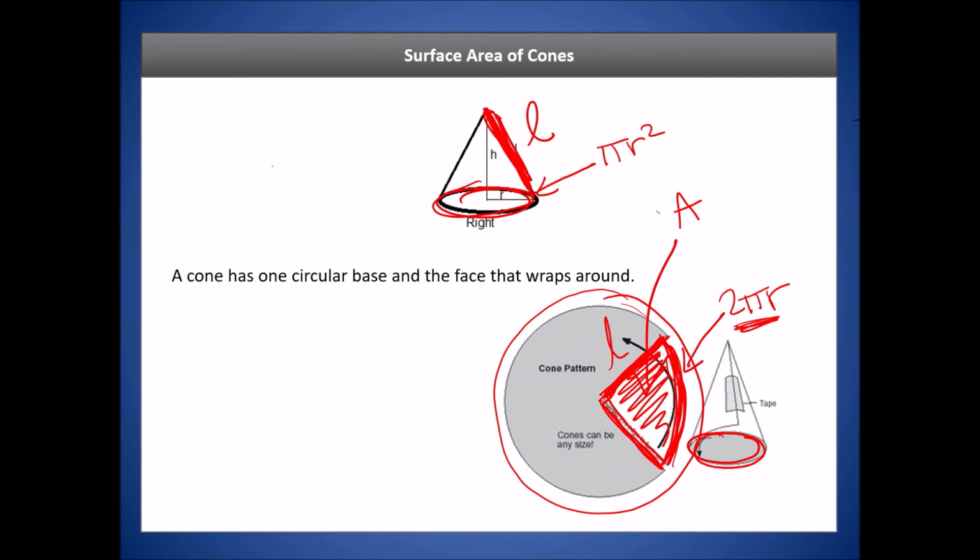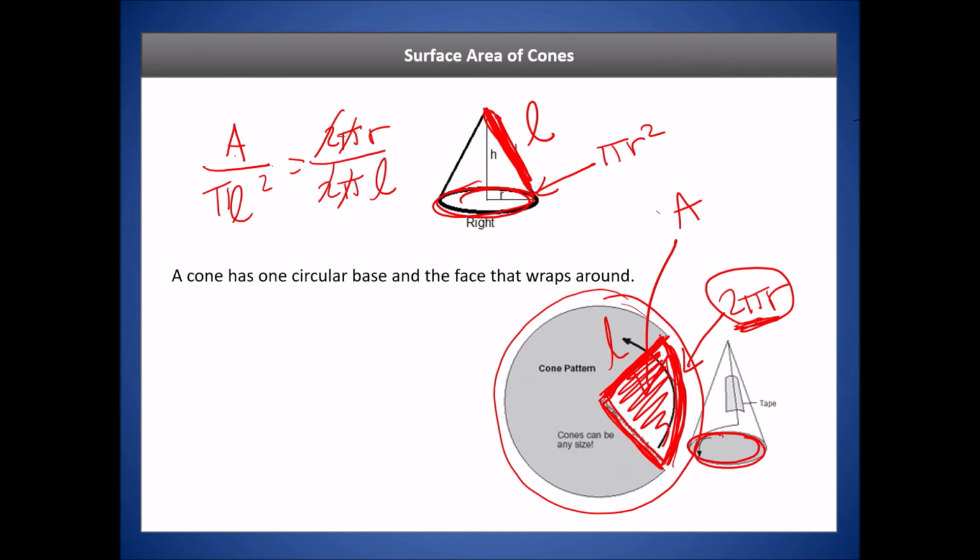All right, so in order to derive the formula, we need to know the area of the part that wraps around the cone, which is this red sector. The ratio of that area to the area of the entire circle, which is pi L squared, is equal to the ratio of the arc length of that sector to the circumference of the entire circle. The circumference of the large circle is 2 pi L. And notice that the 2 pi's cancel out.